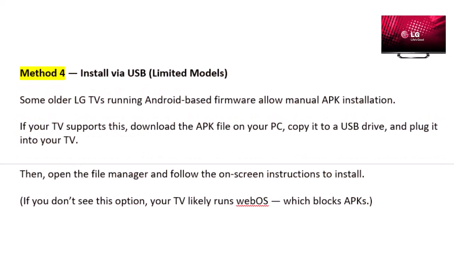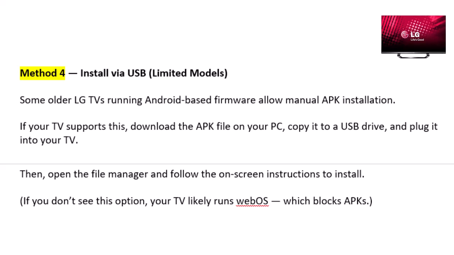Method 4. Install via USB, limited models. Some older LG TVs running Android-based firmware allow manual APK installation. If your TV supports this, download the APK file on your PC, copy it to a USB drive, and plug it into your TV. Then open the file manager and follow the on-screen instructions to install. If you don't see this option, your TV likely runs WebOS, which blocks APKs.